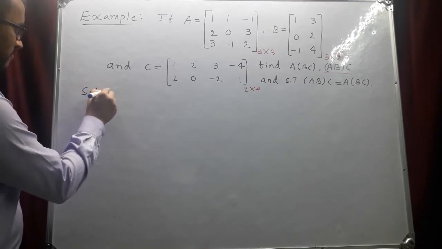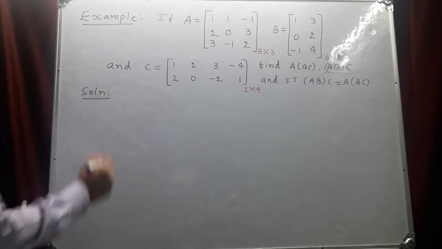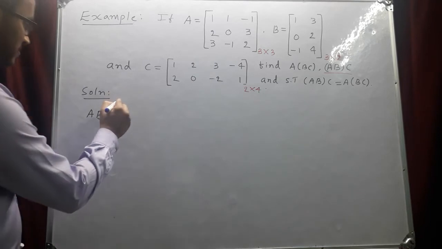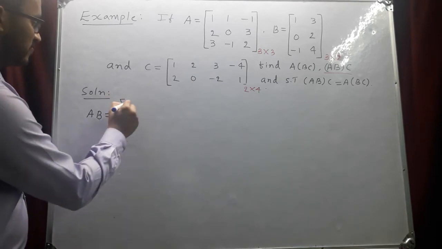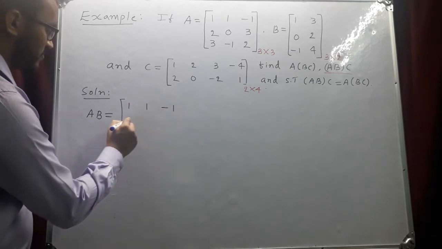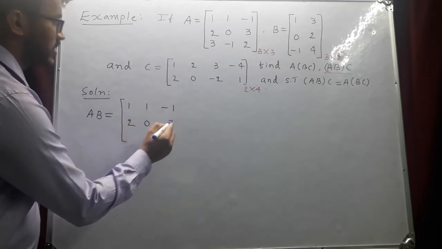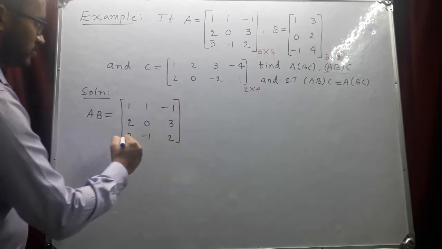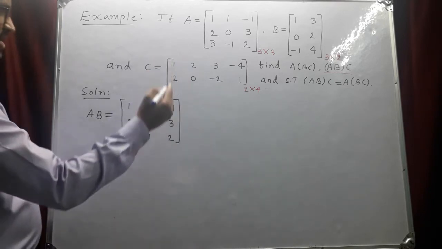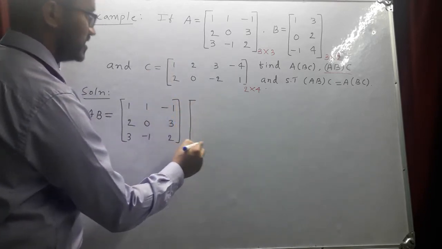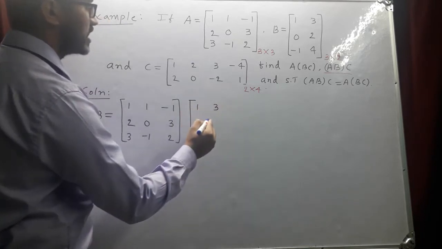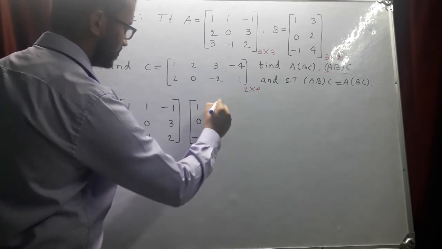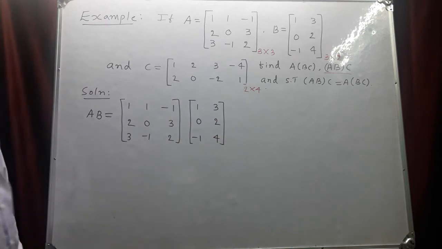Solution. Let us find the product AB. So AB is equal to the matrix A. They have given matrix A as 1, 1, minus 1, 2, 0, 3, 3, minus 1, 2. So this is the matrix A. Matrix B is equal to 1, 3, 0, 2, minus 1, 4. So this is the matrix B.